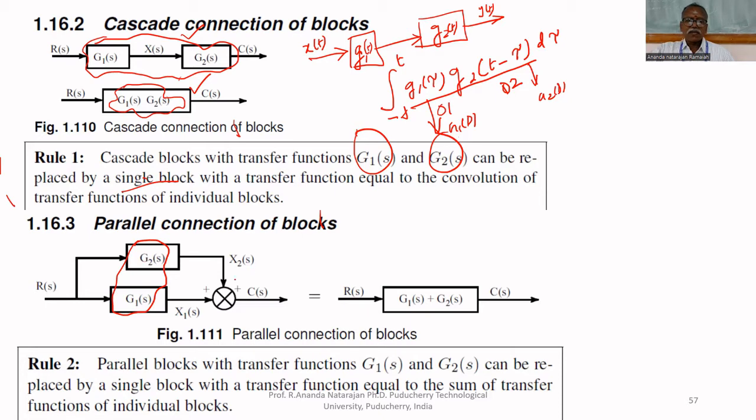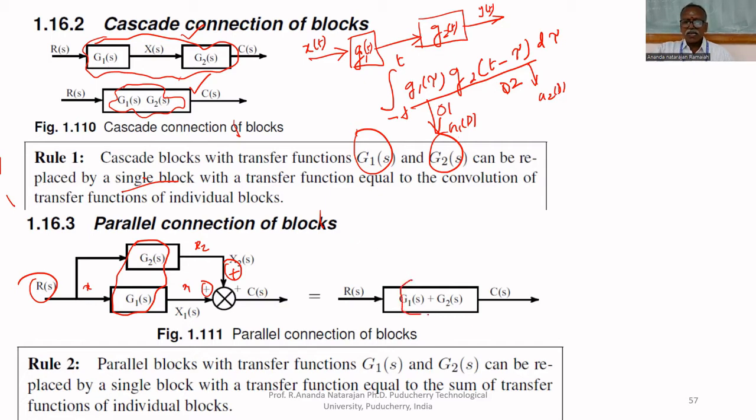They are parallelly connected. They are summed together. The output of the two blocks are summed together. The input is the same; the input to the first block and the second block both are the same. But the output is here X2 of S because it is a different system. Here X1 of S. These two can be added, then you will get the final output if they are in parallel connection.